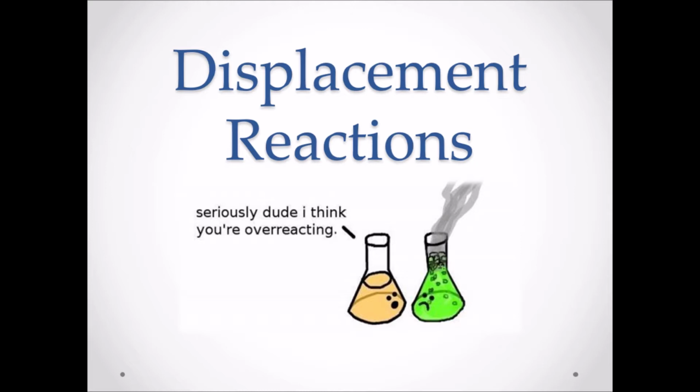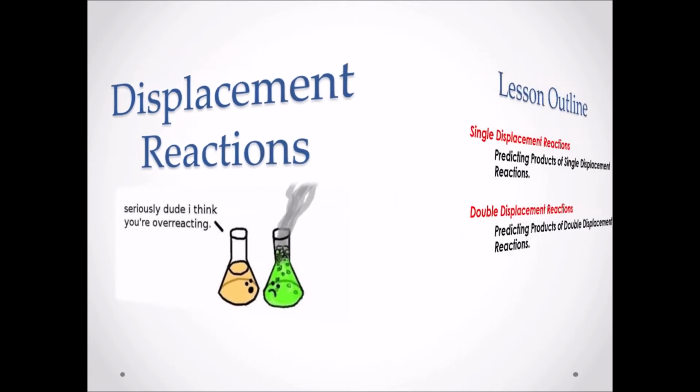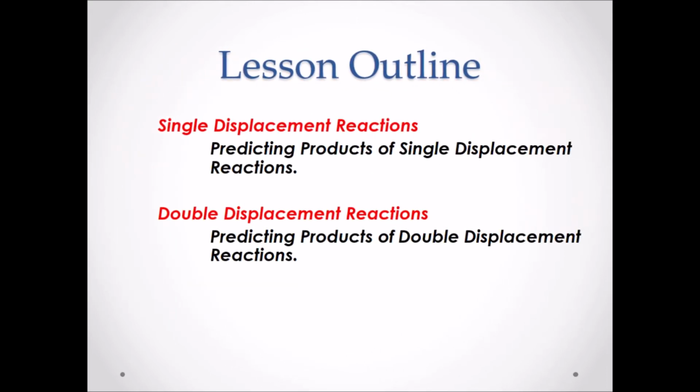Chemistry 20. This is our fourth lesson in the Quantities in Chemical Reactions unit. This is Displacement Reactions. In this lesson, we will learn about single displacement and double displacement reactions, and we will learn how to predict the products of both chemical reactions.